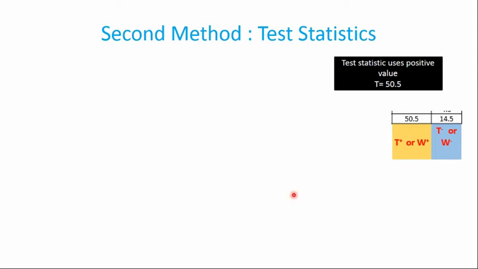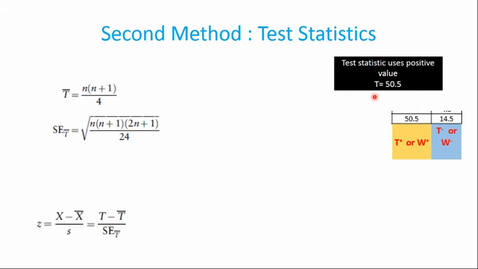Now come to the second method. This is our calculated ranks of positive values and ranks of negative values. In the second method, the test statistic uses the positive value. Positive value is 50.5. We have some formulas to calculate the Z statistic. To calculate Z, we need T bar. This is the formula for standard error of T, and this is the formula for Z. In our case, T bar will be 33.